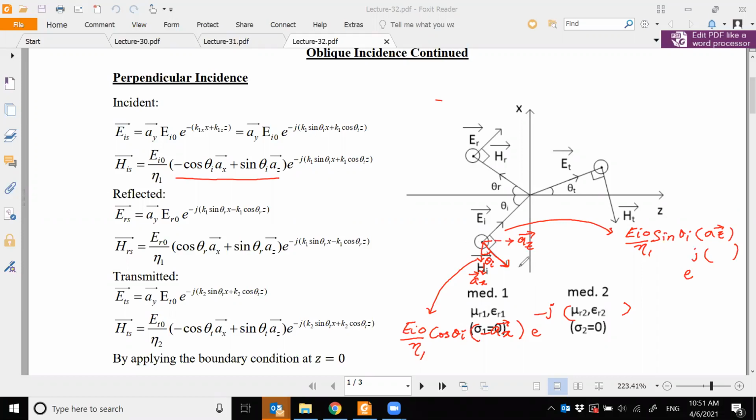So this is my arbitrary direction. I am getting its x component and z component. X component will be cosine theta, and it is minus because the direction is downwards and my ax direction is upwards. So that's why it is minus cosine theta. And for my z, the direction is the same, so it is only sine theta. Got it? So this is how you get the incident magnetic field.